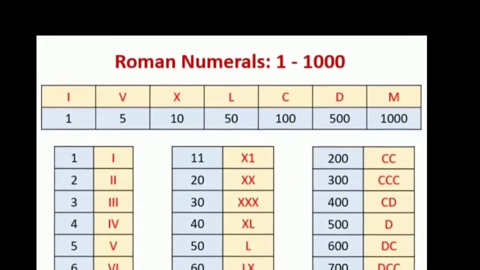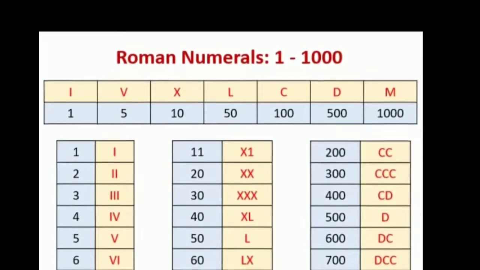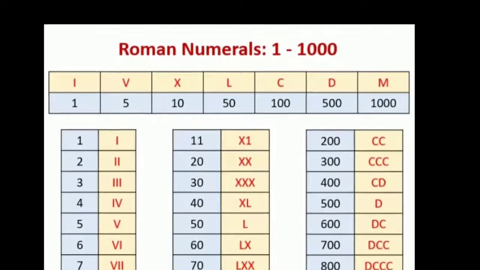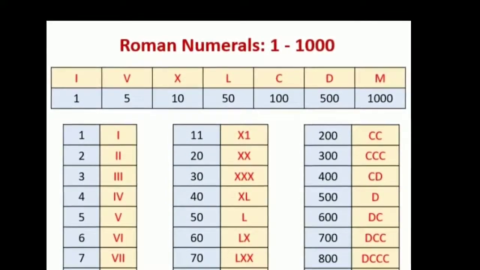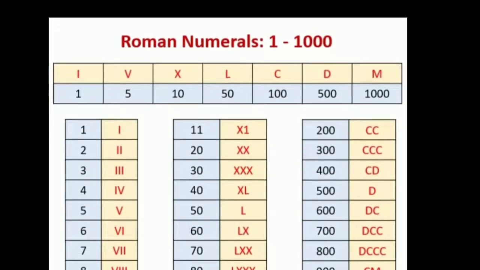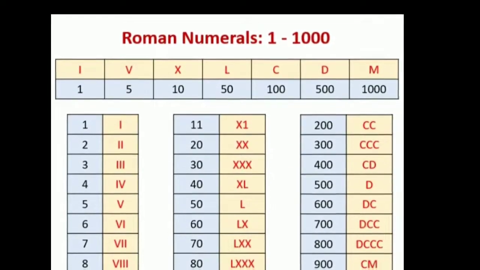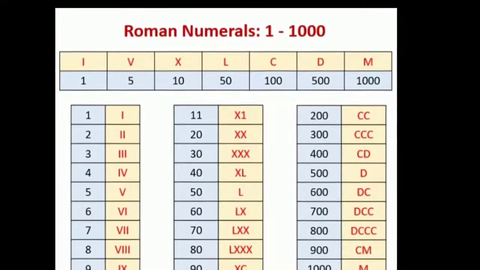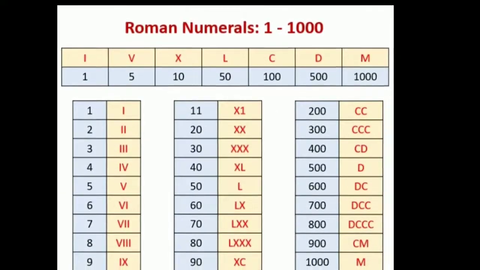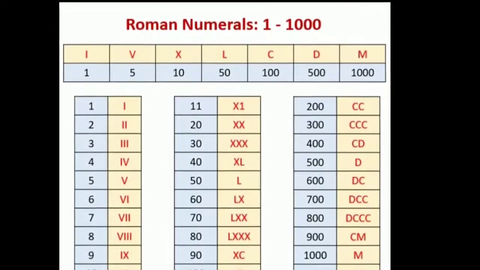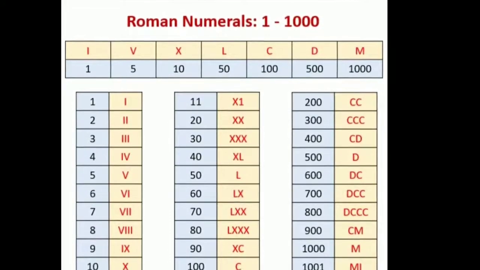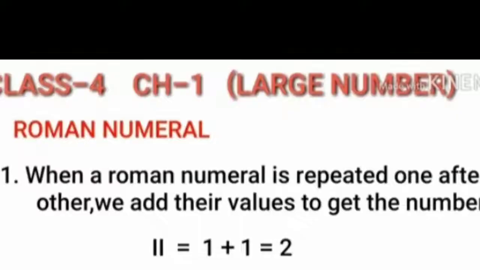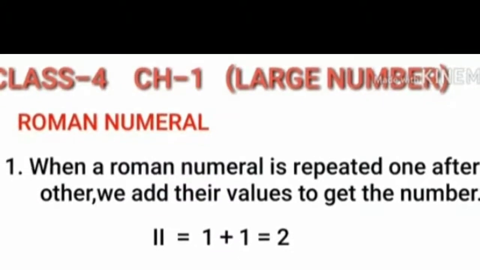Now let's read this. In Hindu-Arabic counting, we write 1 as 1. However, in Roman numerals, 1 is written as I. Secondly, 5 is written as 5 in Hindu-Arabic numerals, but in Roman numerals it is written as V. Similarly, 10 is written as X, 50 is written as L, 100 is written as C, 500 is written as D, and 1000 is written as M. After writing the Roman numerals, we have to follow certain rules.